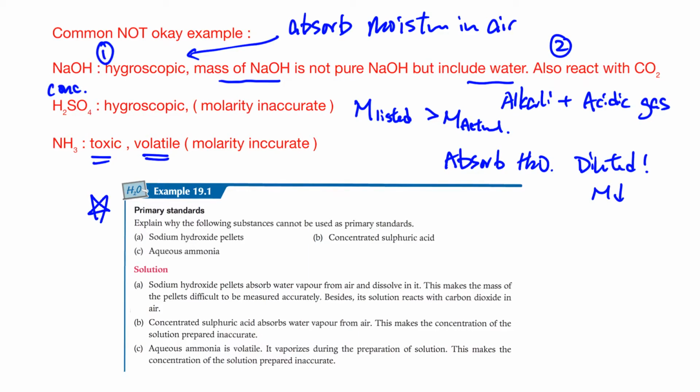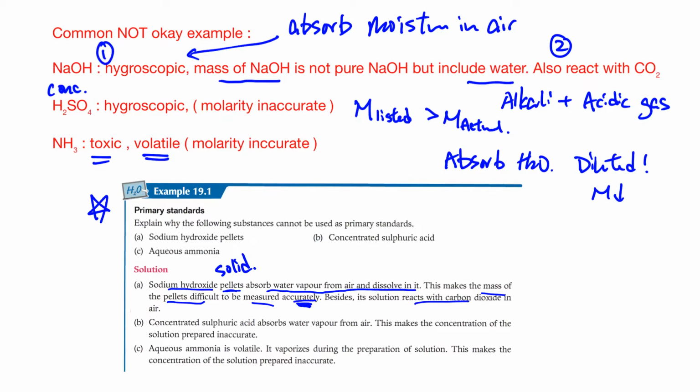Okay, you see that, sodium hydroxide pellets means solid, just like pills. This one will absorb water vapor from the air and dissolve in it, making the mass of the pellet difficult to measure accurately. These will be the key words.